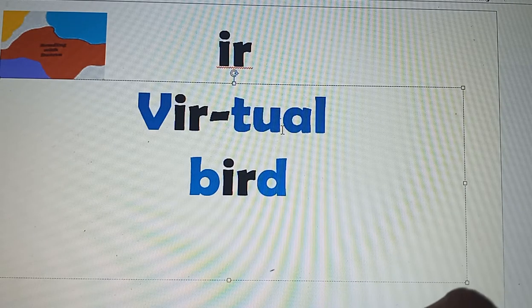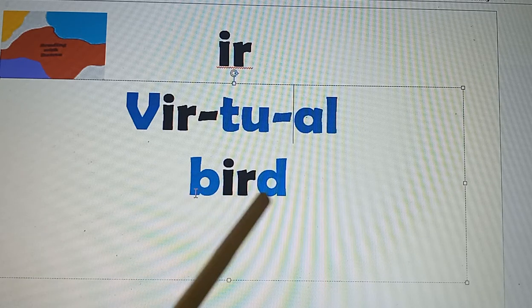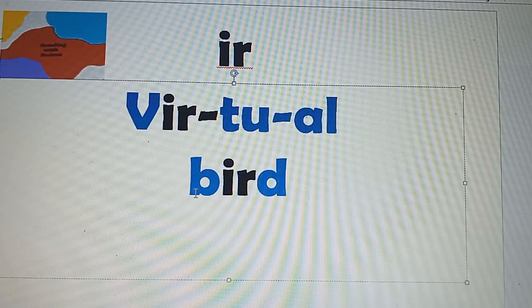T-U-A-L. So we break it there. Tu and al. So that word is virtual. All right. Down here we have B-I-R-D. That is a single syllable word, and that is what we wanted to get to for a long time. So here we can see a single syllable word.